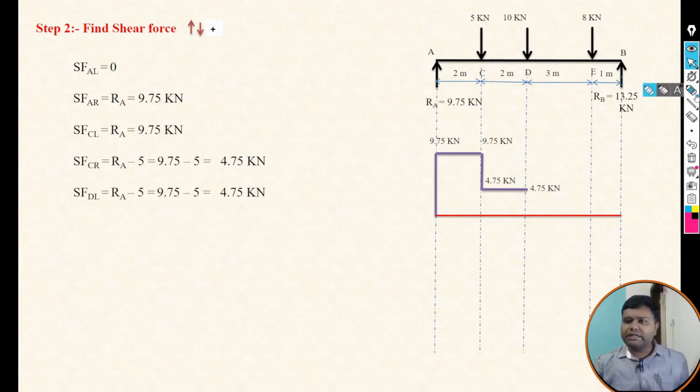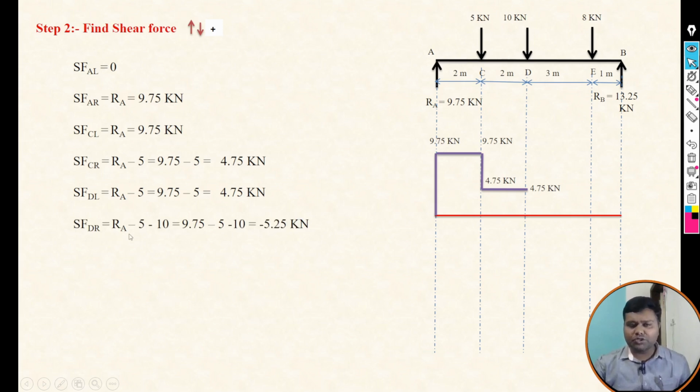Then take the section at D right and focus on the left. Now there are three forces, RA, 5 kilonewton and 10 kilonewton. For section D right, we need to take all three forces. RA is upward, so I take it positive; 5 kilonewton and 10 kilonewton are downward, so I take them negative. So shear force D right is RA minus 5 minus 10. RA is 9.75, so 9.75 minus 5 minus 10, and the answer is minus 5.25.